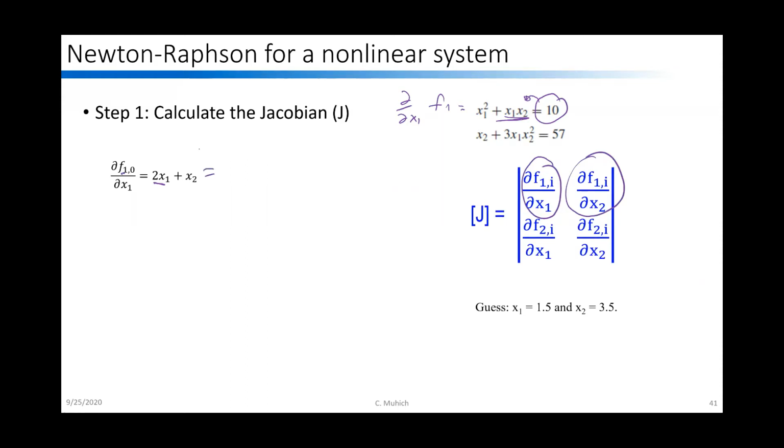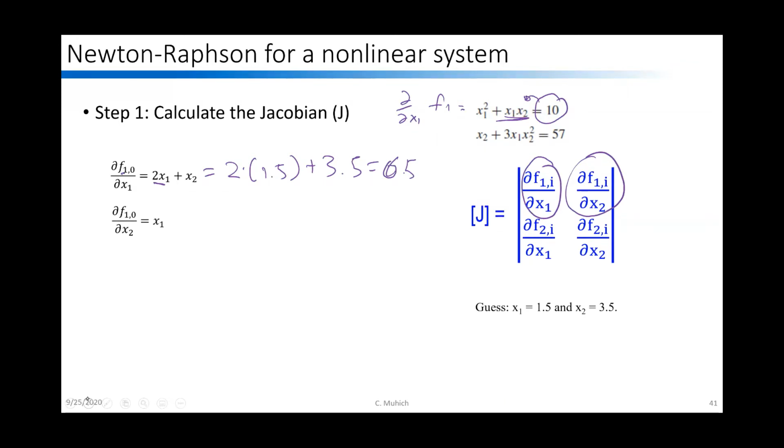I then want to look at the value of the partial derivative at the states that I'm at. So I need to put in these hard numbers. We can say 2 times x1, remember our initial guess was 1.5, plus x2, and our initial guess was 3.5. I can sum these up and we get 6.5 as my first partial derivative value.